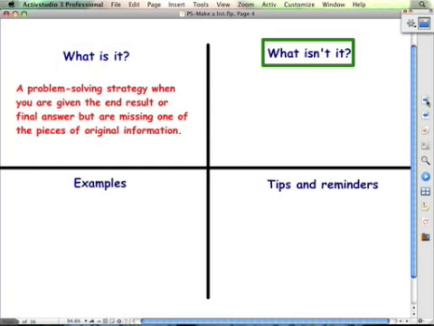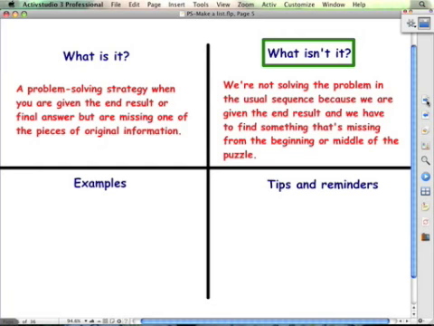What isn't it? We're not solving the problem in the usual sequence because we're given the end result and we have to find something that's missing from the beginning or the middle of the puzzle.